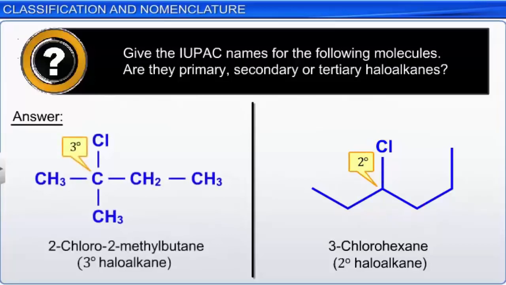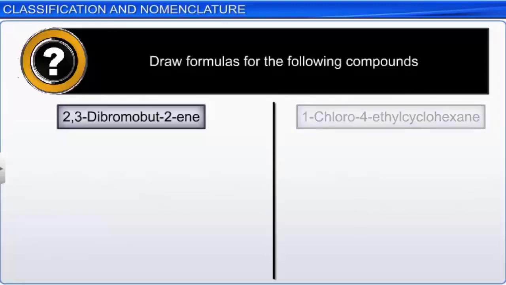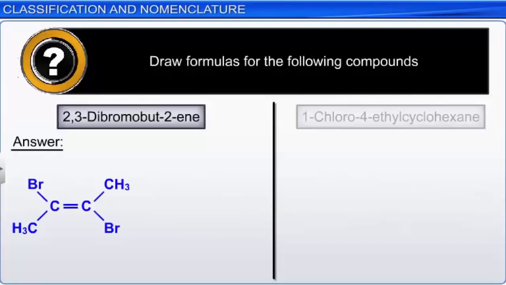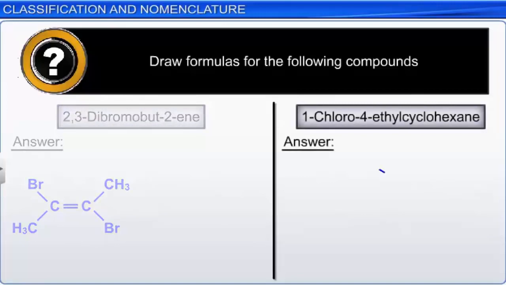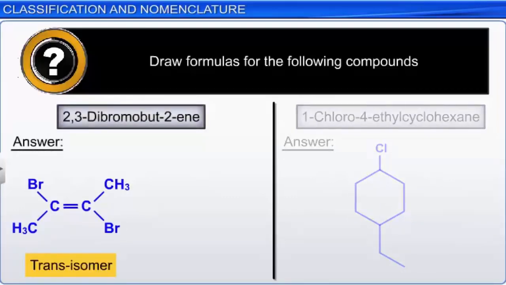Apply your skills in a new way. Draw the formulae for the compounds here. Try these on your own before checking the answers. The illustration on the left gives the trans isomer of 2,3-dibromobute-2-ene. Can you draw the cis isomer? Shown here is the cis isomer of 2,3-dibromobute-2-ene.